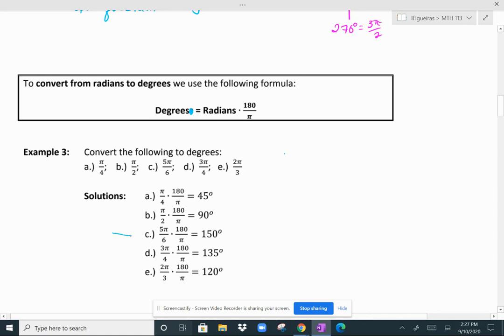All right, then we need to convert 5 pi over 6. Again, multiply by 180 over pi. The pi's cancel. 6 goes into 180 30 times. 5 times 30 gives me 150 degrees. Then convert 3 pi over 4 times 180 over pi. Again, pi's cancel. 4 goes into 180 45 times. 3 times 45 is 135 degrees. And then finally, convert 2 pi over 3 to degrees. Multiply 2 pi over 3 times 180 over pi. The pi's cancel. 3 goes into 180 60 times. 2 times 60 is 120 degrees.